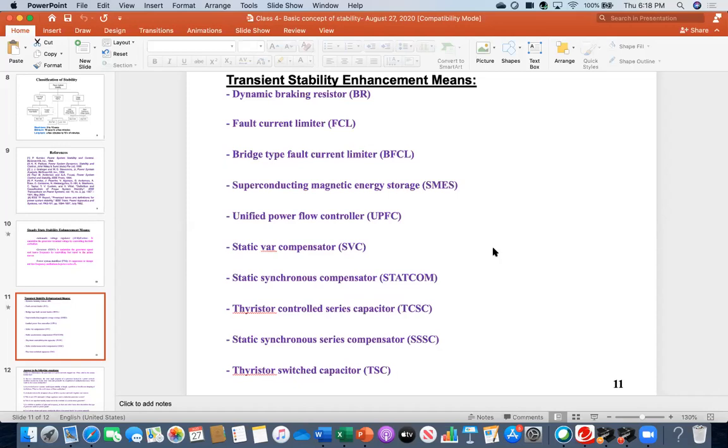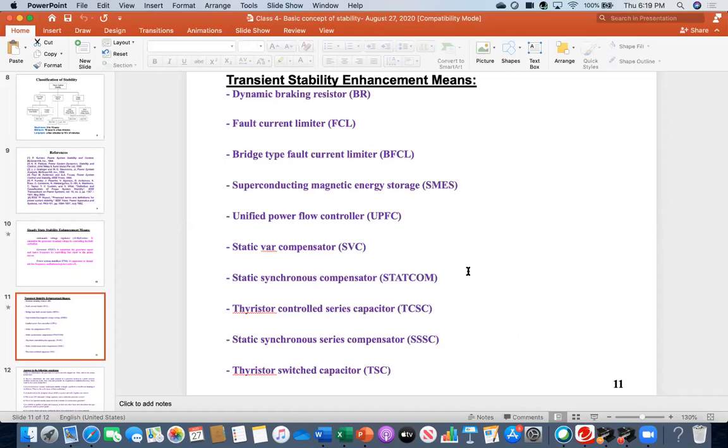Therefore, if you read many journal articles, you will notice some authors are using, for example, a combination of DBR and SVC or STATCOM. Some are using SMES plus one of the components, or BFCL plus SVC, in that way. So just keep in mind, the top 5 control the active power, the bottom 5 control the reactive power. And later we will see, as the days go, reactive power control is very important for the network. While both are important, the lack of reactive control worsens the situation.